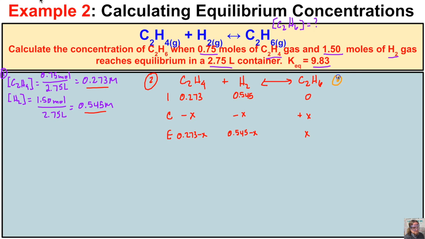In step 3, KEQ here is going to be the products over the reactants. And we don't have any solids and liquids here, it's all gases, so all these need to be included in our equilibrium expression. So we're going to have the concentration of C2H6 all over the concentration of C2H4 times the concentration of H2, and you'll notice that we didn't need to add any superscripts or exponents here because the coefficients here are all 1.